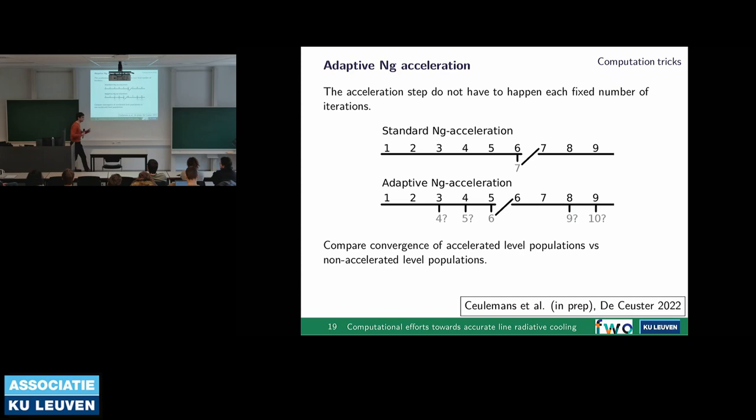We can do it earlier. But when? Well, to do that, we need a criterion. In the same way that we can check the convergence of the level populations during normal iteration steps, we can also check the convergence of the projected accelerated steps. And then if the accelerated steps converge slower than the normal steps, we just use the accelerated step. And that works fine, as I tried to show in this slide.